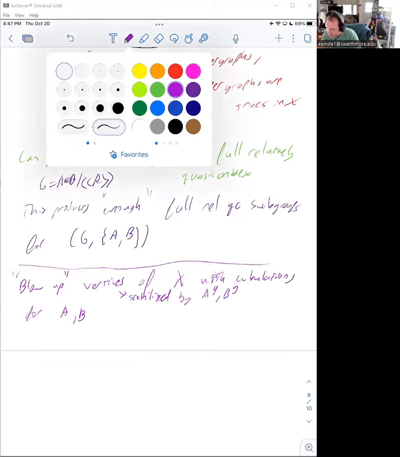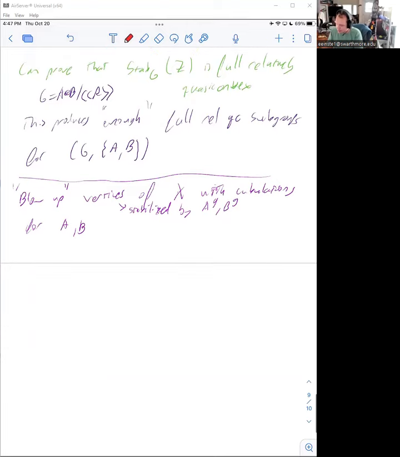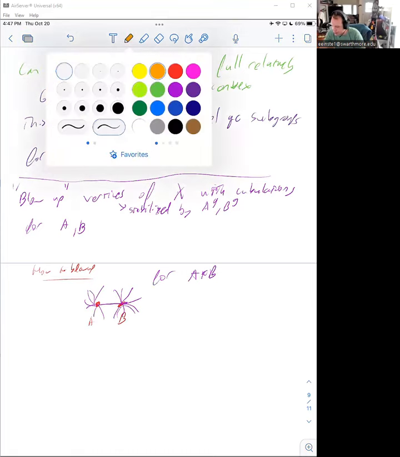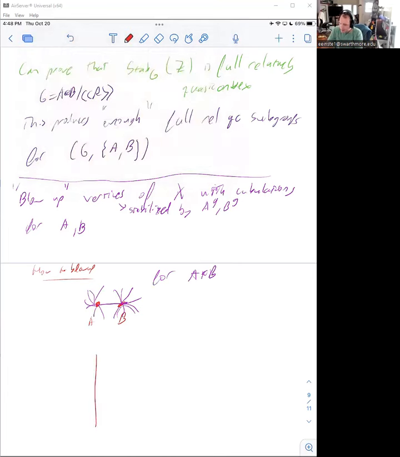I won't tell you exactly the detail for how you would do that, but you could imagine how to blow up. You can imagine starting with the Bass-Serre tree for A and B. So let's just say we take A star B and don't apply any relations. The action on the Bass-Serre tree is not proper and co-compact, but you can turn it into a proper and co-compact action by taking, say, this vertex A, and blowing it up into a line.